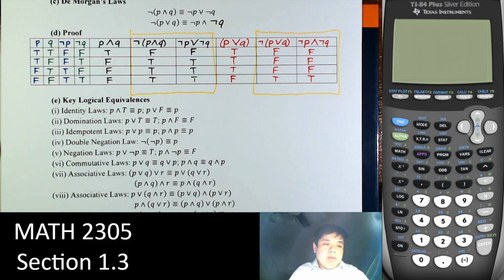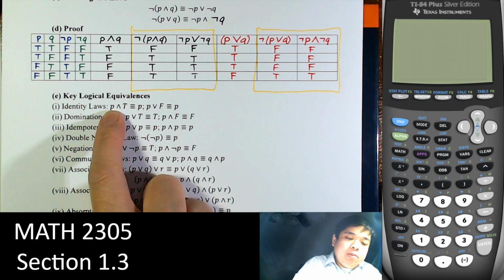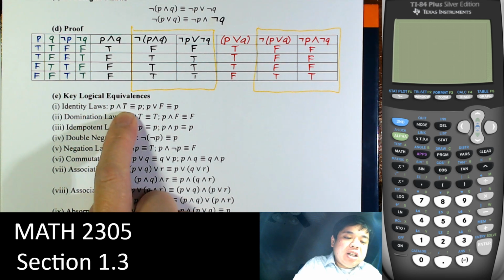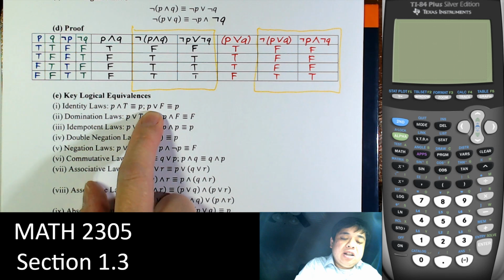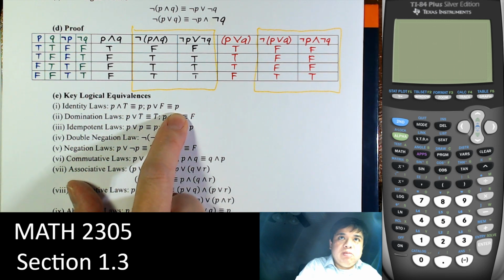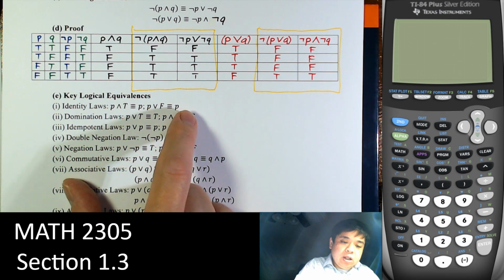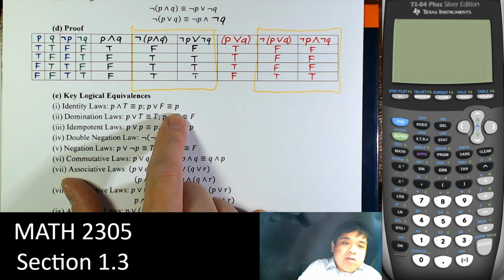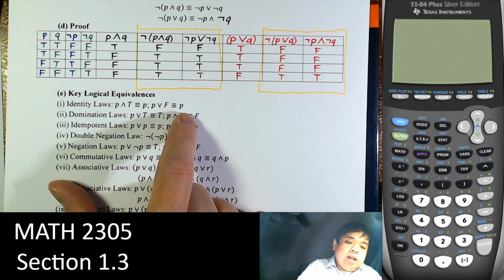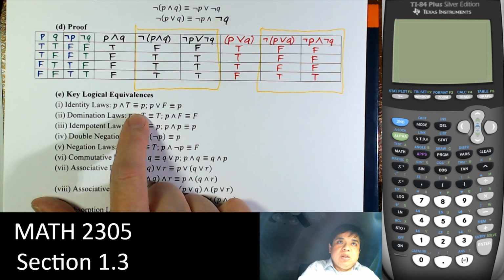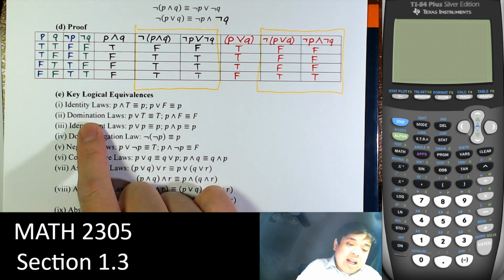Right. Here's some of the laws. Any statement and true is going to be the statement itself, and any statement or false is going to be that statement itself. Because if P is true, then it's true. If P is false, then it's false. Right. That is identity law.